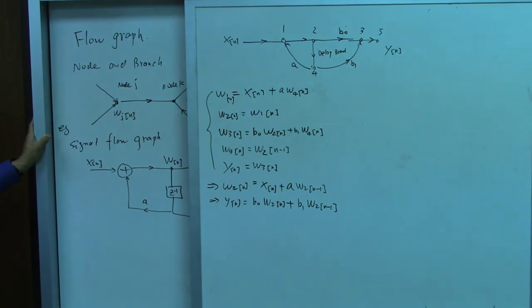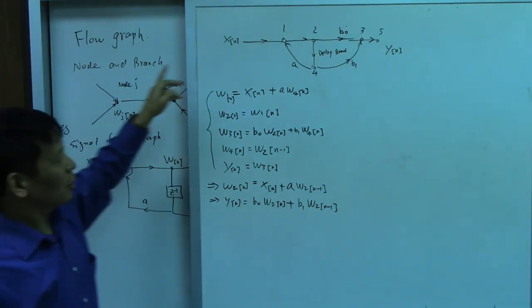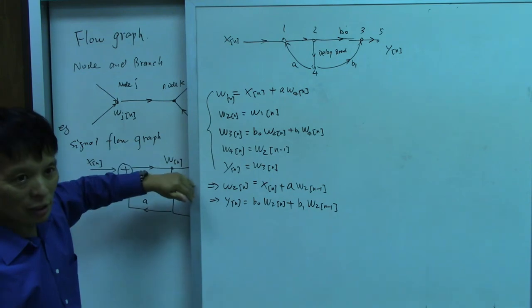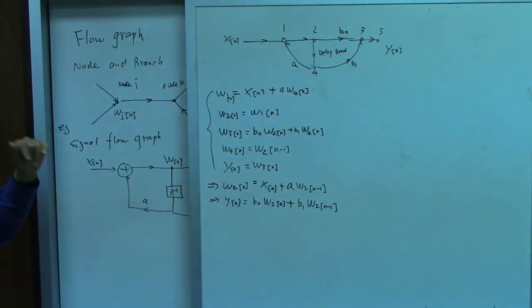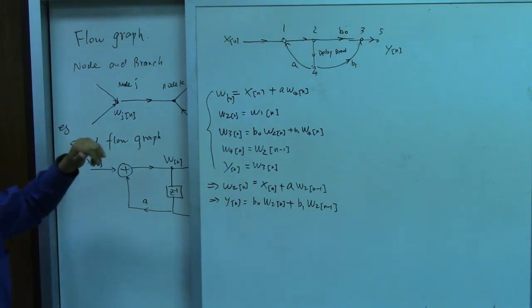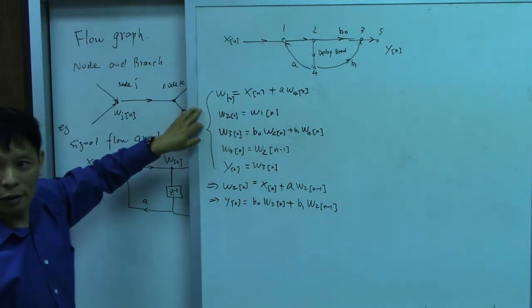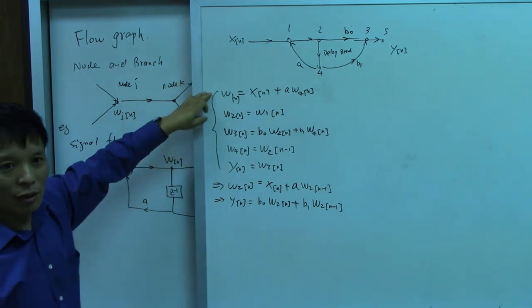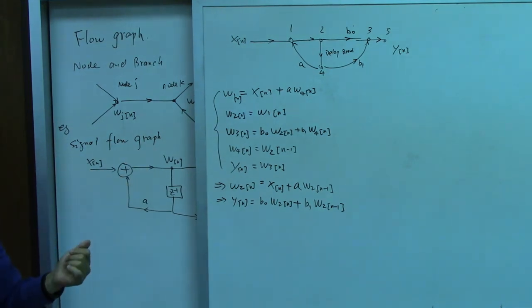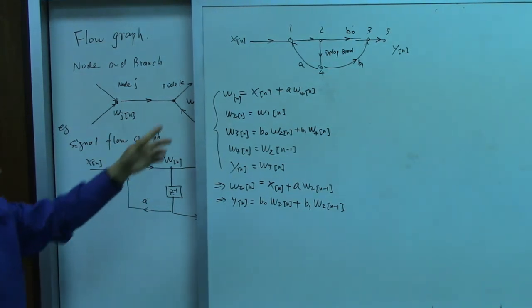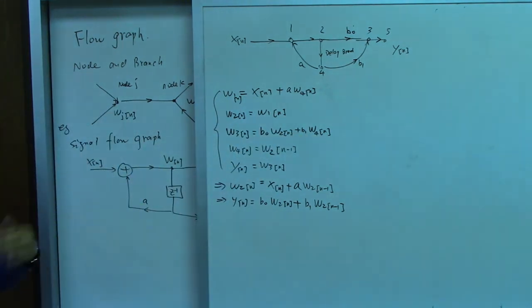Does it make sense? Okay. So let me summarize. You are given a flow graph. You need to write out all the relationships between the input, output, and the internal node values. So you are going to have a lot of equations, and we are going to eliminate all the intermediate node values. Then we have only x and y left. So we get a relationship between the input and the output.